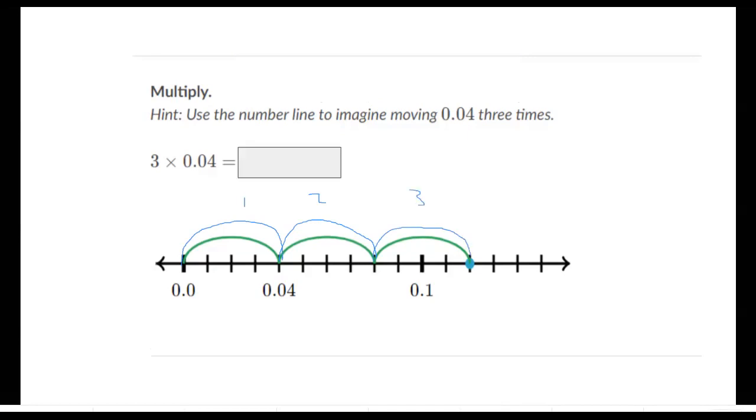See, 3 groups. And where does that leave us? Well, that leaves us at 1200ths. 1/10, 1100ths, 1200ths. So you can use the number line to count up for multiplying.